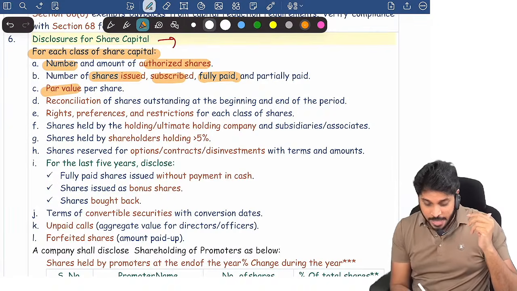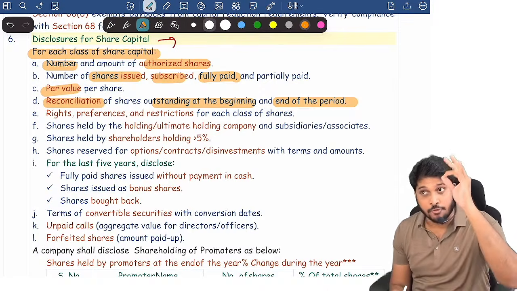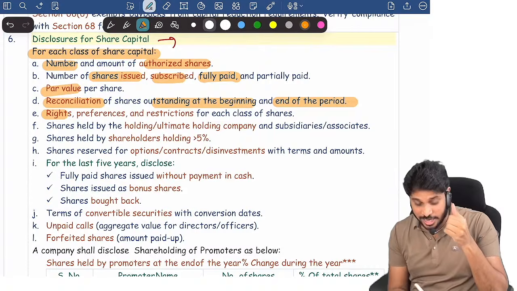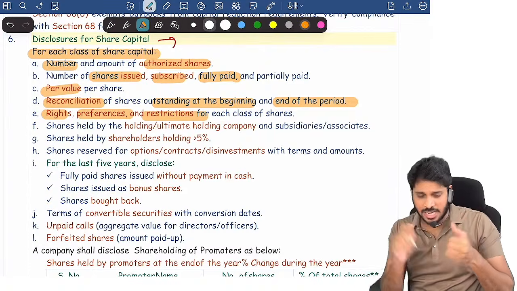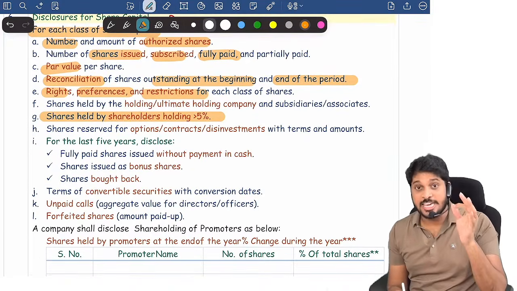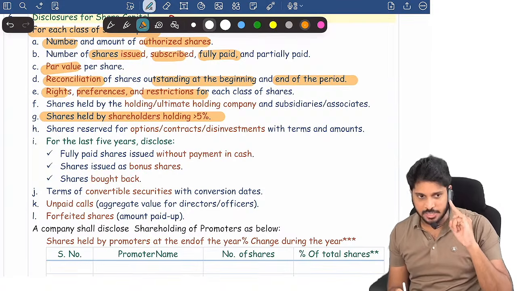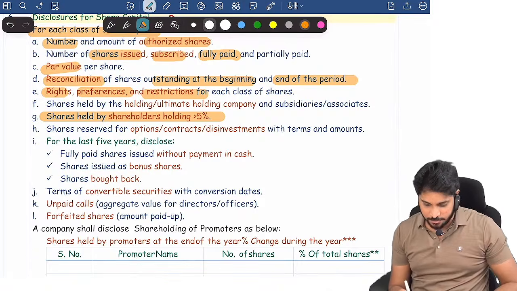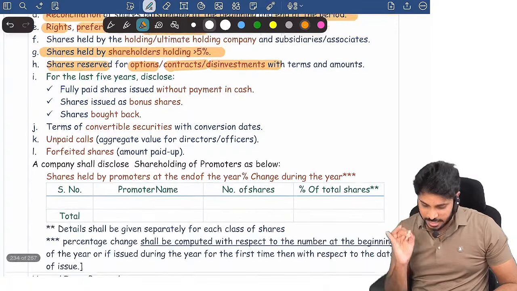Face value, and the opening shares and closing shares, a reconciliation of the opening number of shares and closing number of shares. What are the rights attached to the shares, the preferences for those shareholders, and what are the restrictions on each class: rights, preferences, restrictions on each class. We should give a list of key shareholders: any shares held by a shareholder holding more than 5% of the total company paid up capital, that we need to give. And shares reserved for options, contracts, disinvestments, that we need to give.